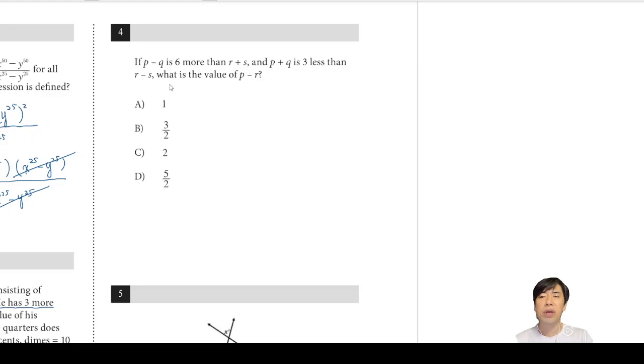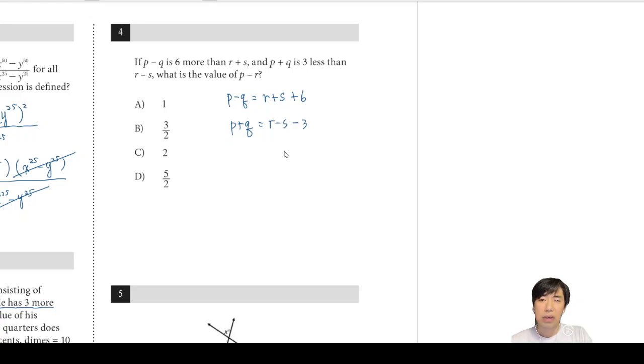If p minus q is 6 more than r plus s, that means you have to add 6 to r plus s. And p plus q is 3 less than r minus s, so we have r minus s, and you have to subtract 3. What is p minus r?